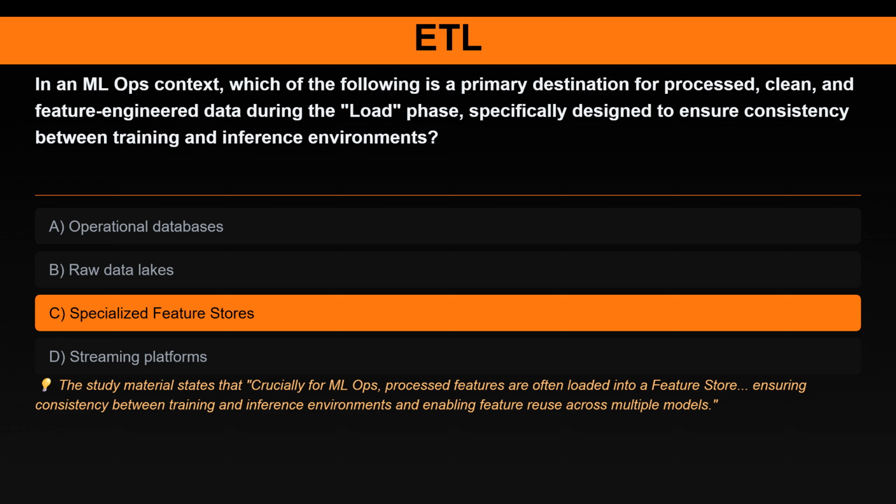The correct answer is specialized feature stores. Here's the explanation. The study material states that, crucially for MLOps, processed features are often loaded into a feature store, ensuring consistency between training and inference environments and enabling feature reuse across multiple models.